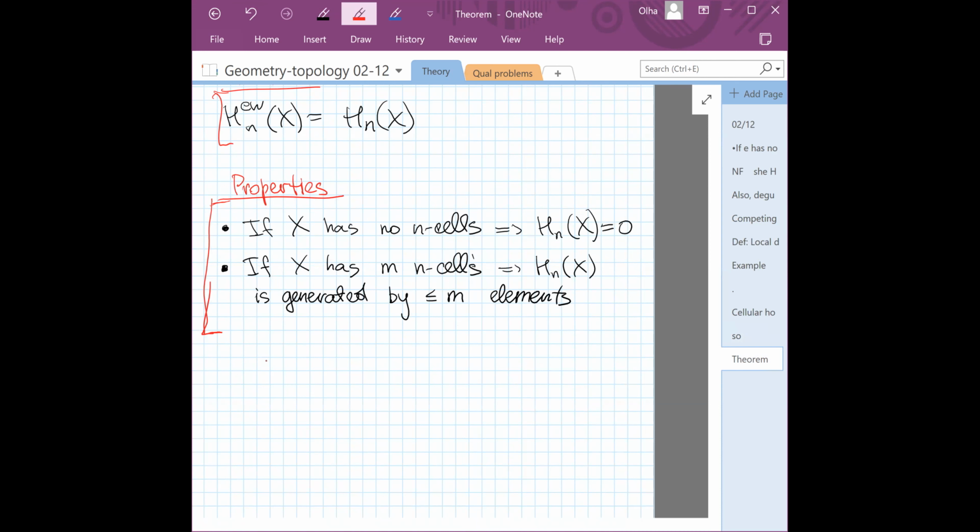Now, here's how to compute those D_n's. So we've got the cellular boundary formula.